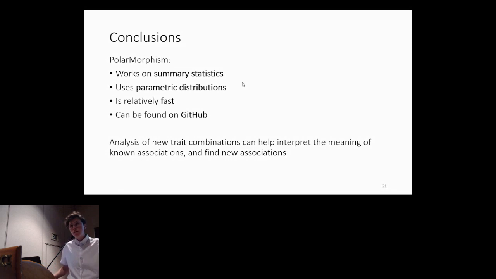The code can be found on GitHub, and our results can be found on Zenodo, a European public database. And it is also published. So I will show you the QR code again on the next slide. And I'm just really hoping that some of you will pick this up and apply it to your favorite trait combinations, and then hopefully find new biology.